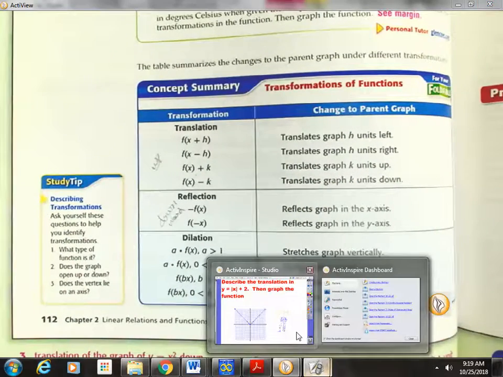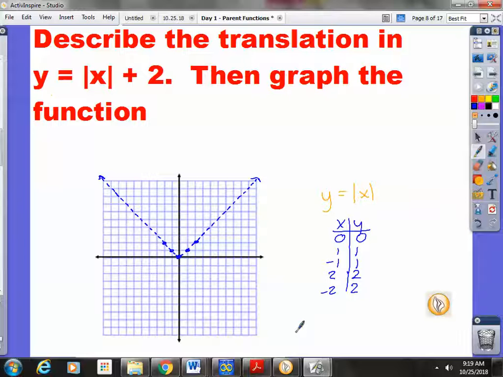So let's go back to our graph. It tells us to describe, so we're going to write in words. Shift up.